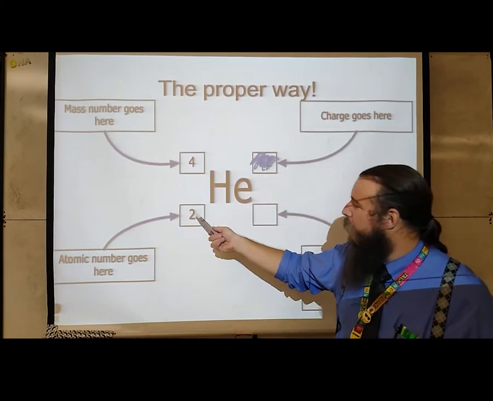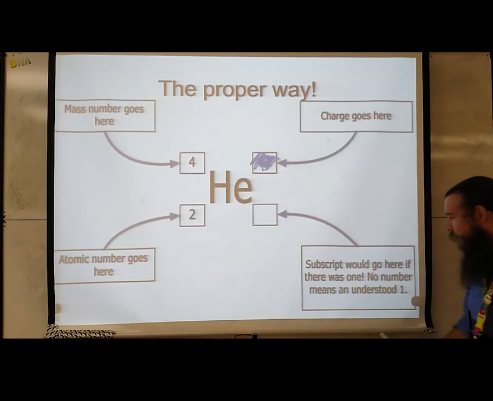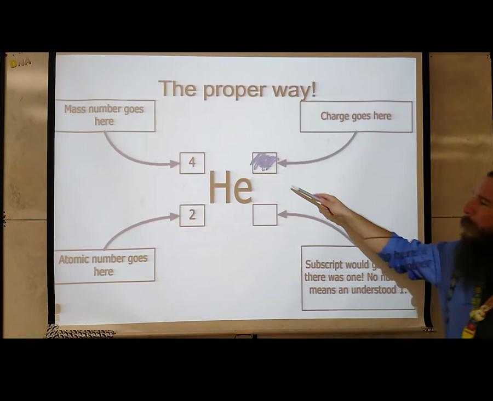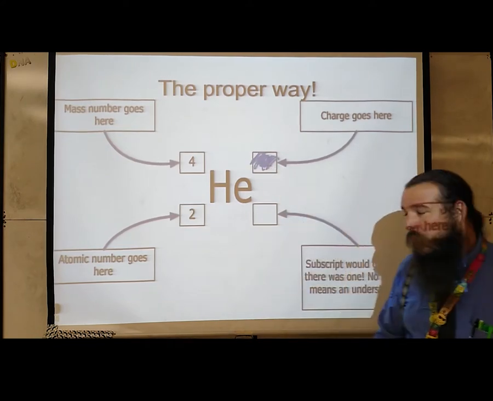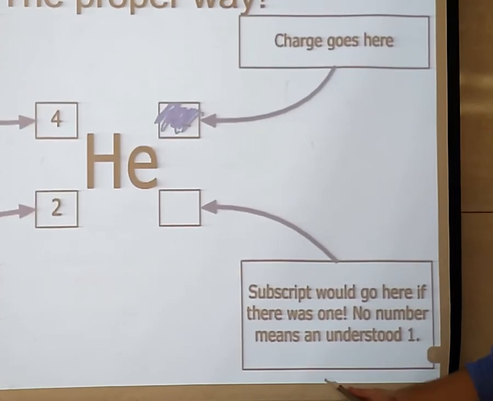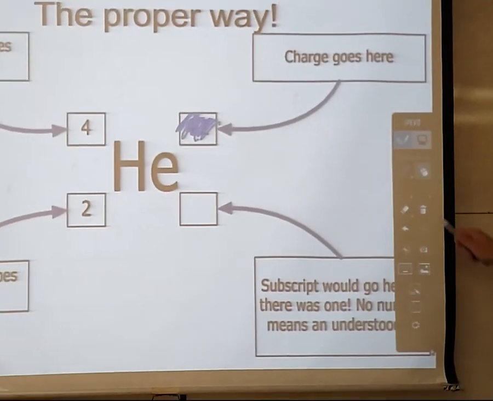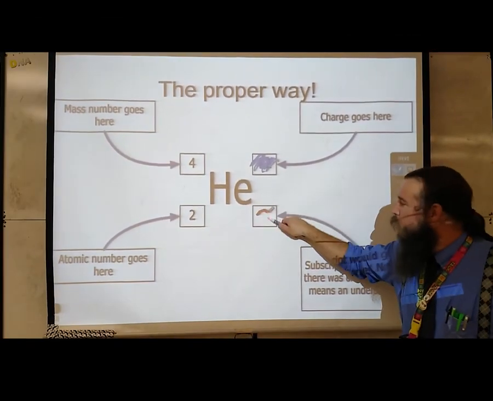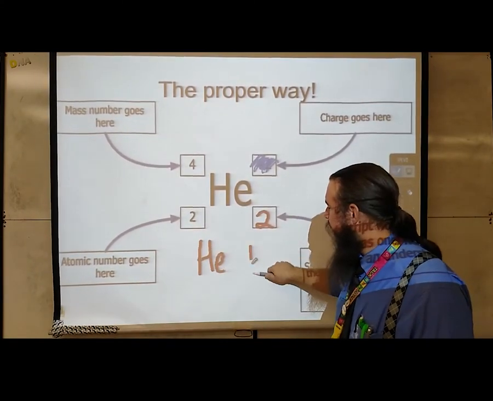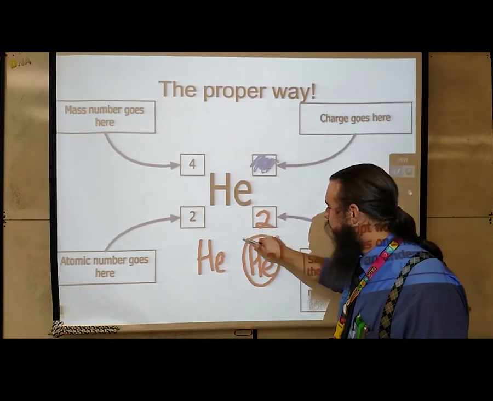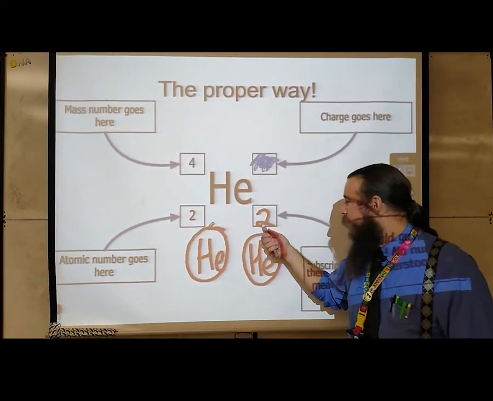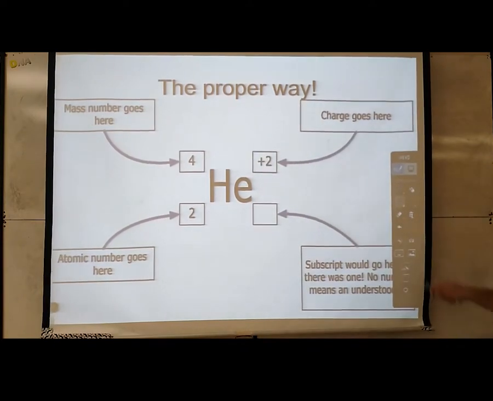So this is the second element on the periodic table. The subscript down here, if there was one, would tell us how many helium atoms we're dealing with. Since there's nothing there, we can assume that it is the number 1. That's how we do. Now, if there was a number there, like a 2, that would mean we have 2 helium. There they are, 2 helium atoms hanging out, being helium. There's not, because there's no number there, so there's just 1.